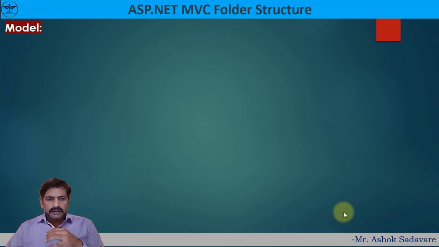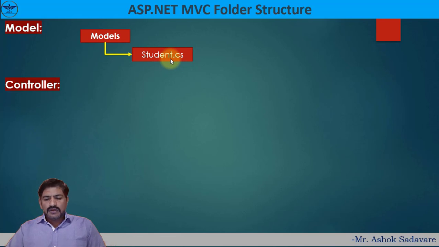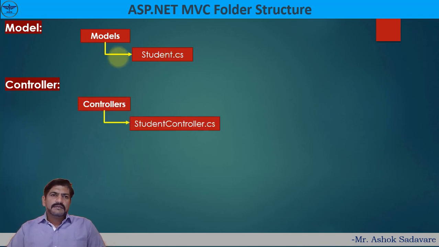For the model, there is a Models folder inside the ASP.NET MVC web application, and all the model classes are stored in this Models folder. Here Student.cs is a class stored in the Models folder because the student class represents the data for a web application. Next is the controller. All controller classes must be stored in the Controllers folder, and for this example the StudentController class is present in the Controllers folder.